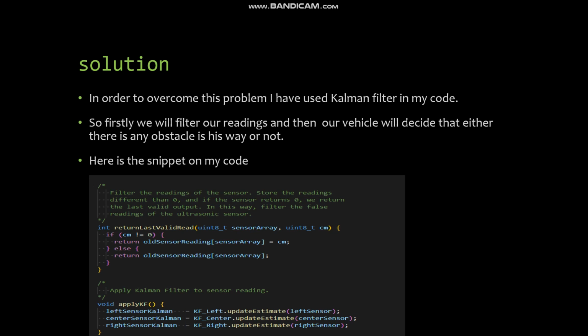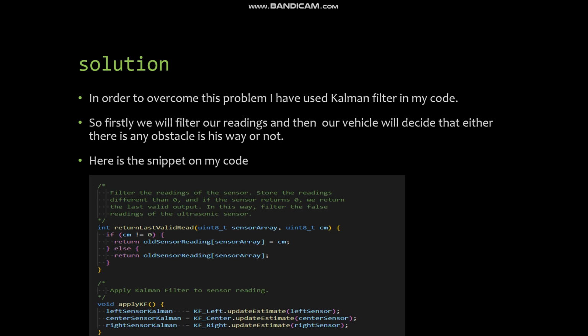In my initial code, we would get the readings from the sensors and our robot would just act according to them. But now, with my solution, I came up with the Kalman filter. When we get the readings from the sensors, they are not going to be applied to the robot straight away. Firstly, we process the readings to check whether each is a correct reading or a faulty one, and then on the basis of those readings, our robot takes the decision, whether there is any obstacle in its way or not.